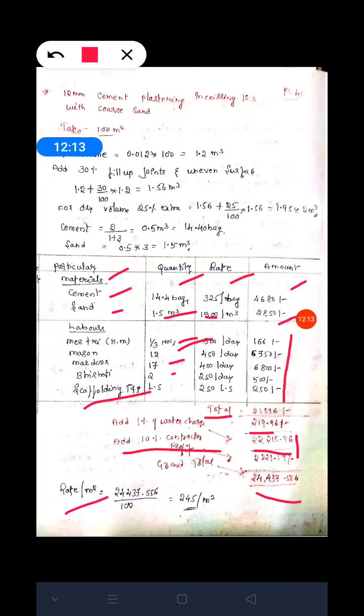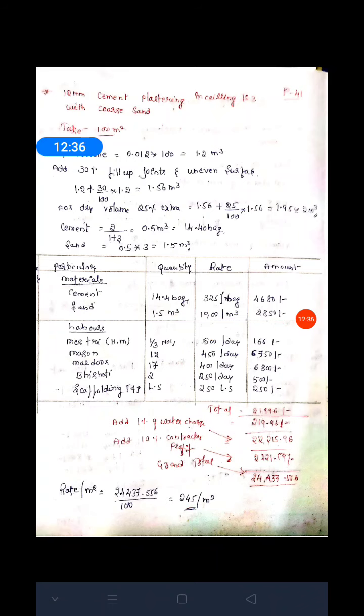But what is the cost per square meter? Then the cost per square meter equals the grand total divided by the total area of mortar. The total area of the plastering per ceiling is around 100 square meter. Then 24,000 divided by 100 square meter, we got 245 rupees per square meter. This is for 1:3 proportion, whereas for 1:6 proportion we got around 210 rupees. When the proportion reduces, the cost will increase.